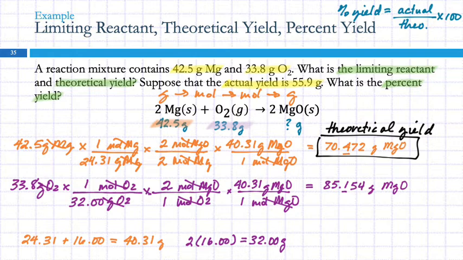So I would want to round that, right? So that would be 70.5 grams MgO is the theoretical yield. So that's one of the questions. What's the theoretical yield? What's the limiting reactant? It's the magnesium, right? Because this is the one that we used up. There was more oxygen. We could have gone farther, but we didn't because we ran out of magnesium. So this is our limiting reactant. That's an L. Kind of looks like a 2. L. Limiting reactant. Okay?